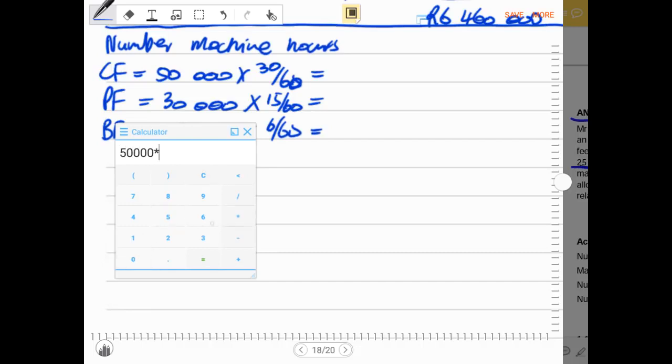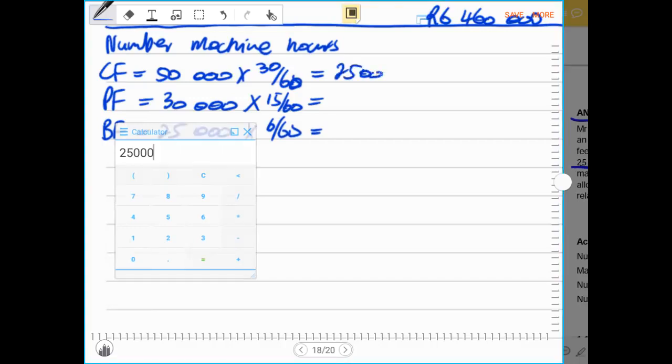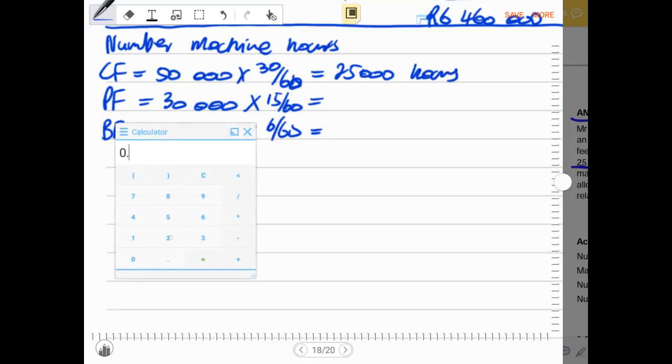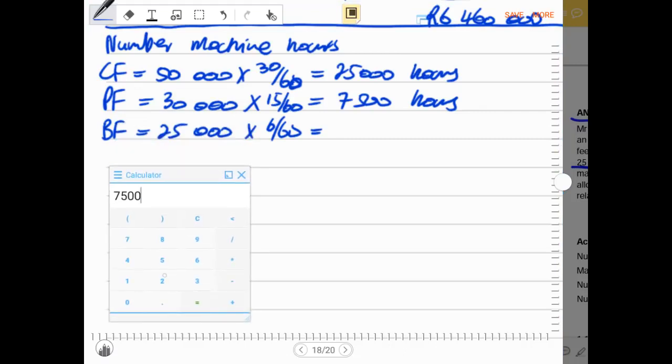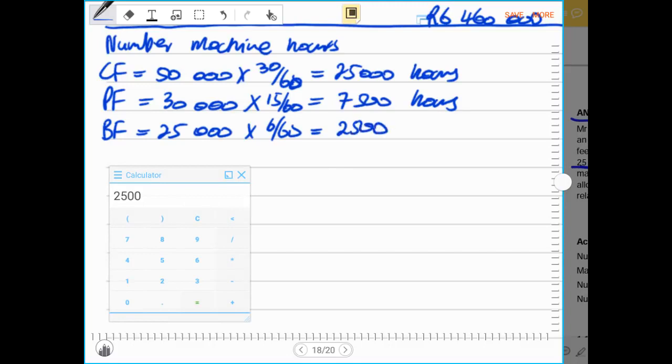50,000 times 0.5 will give us 25,000 hours. Another one will be 0.25 times 30,000. It will be 7,500 hours. Then the next one will be 25,000 times 6 over 60. It will be 2,500.